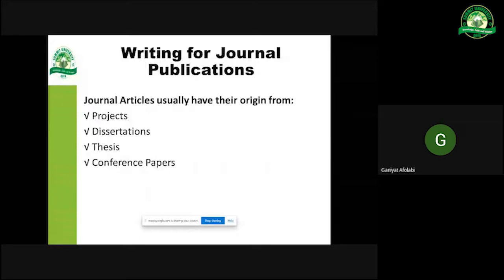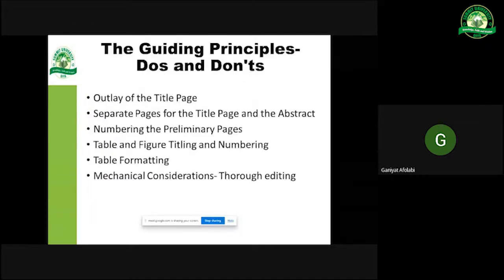So writing for journals and conferences is more or less the same, and mostly they all come from your project work, dissertation, or thesis. So what are the guidelines for the journal article? What are the things you should do? You must always follow the format that is provided with the type of journal outlet you are submitting to. All of them have the outline of their title page, how they want you to write the title page, and you should separate the title page from the abstract page.